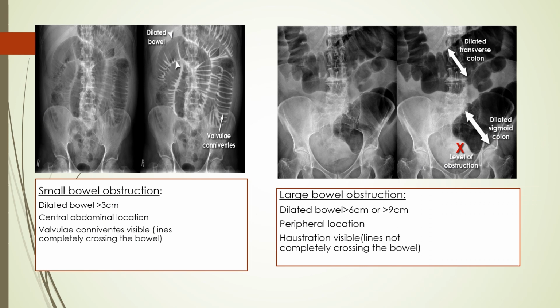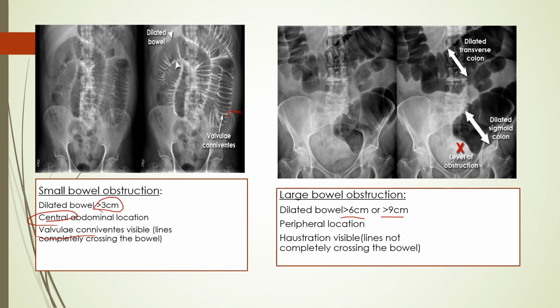Here we can clearly see the difference between a small and a large bowel obstruction on the basis of abdominal X-ray. In small bowel obstruction, the loop is dilated more than 3 cm but not more than 6 or 9 cm as it is in the case of large bowel obstruction. The location is generally central and we see valvulae conniventes. These are lines that extend from wall to wall and completely cross the bowel, as we can see over here.